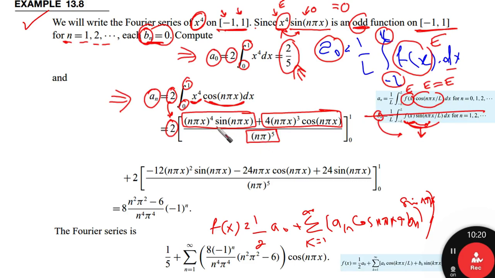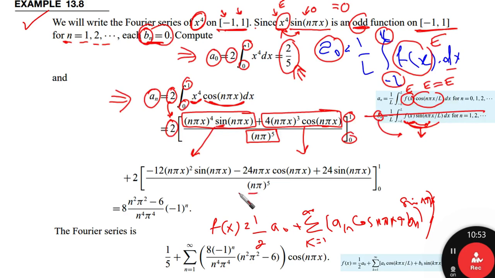Okay, this term has sine n pi x, this term has cosine n pi x. Then we are going to substitute with the limits 0 and 1 in this big fraction here, and we are going to end up with this long fraction here. You can check it by yourself if you want, and then you are going to find that you have these 3 terms on the denominator, and the numerator is going to be the same.